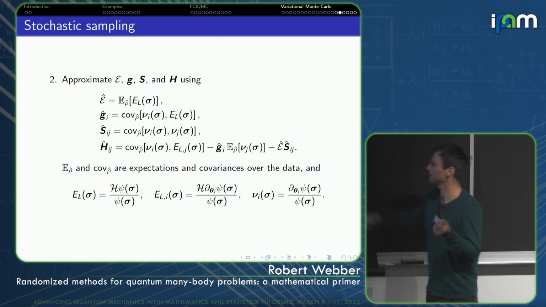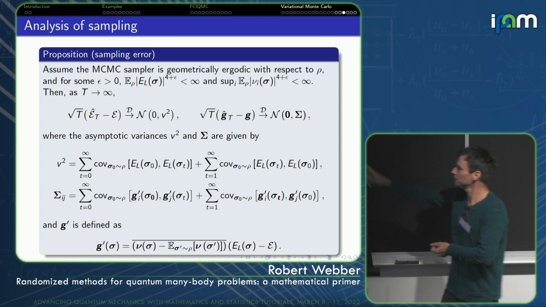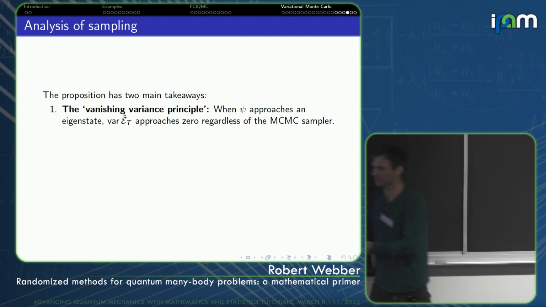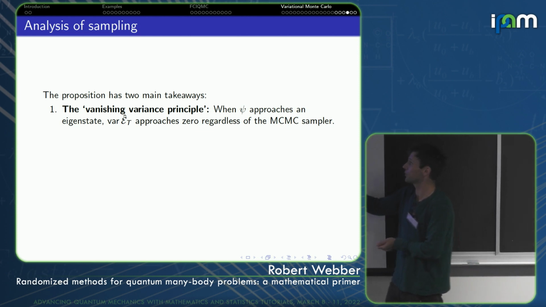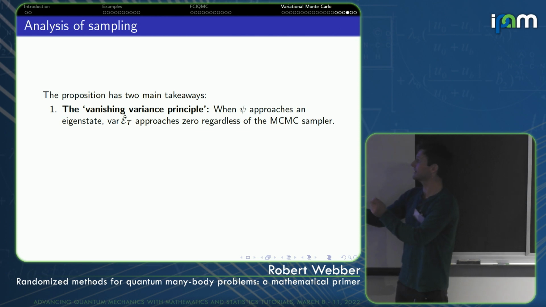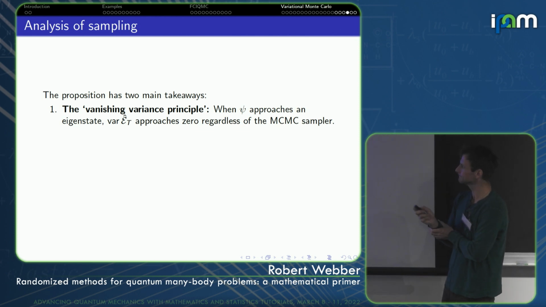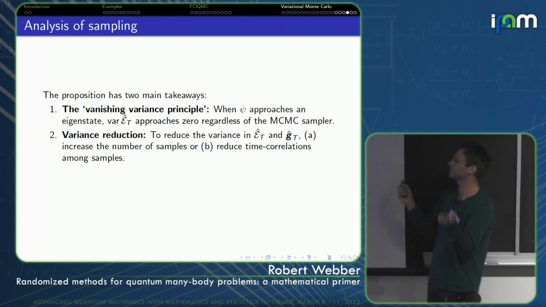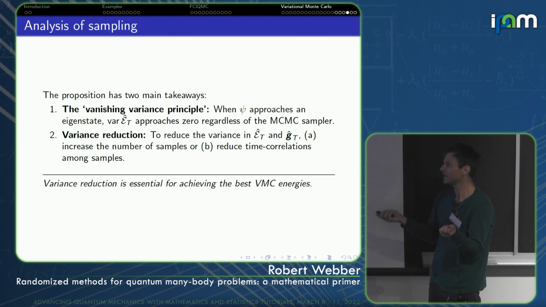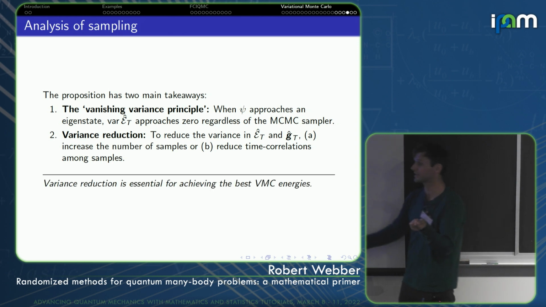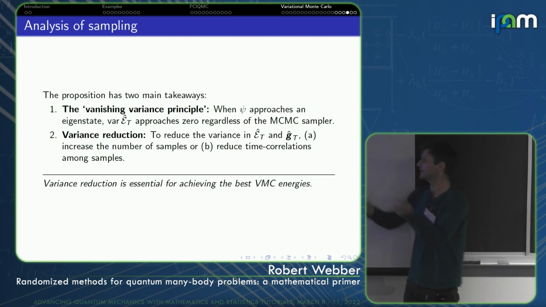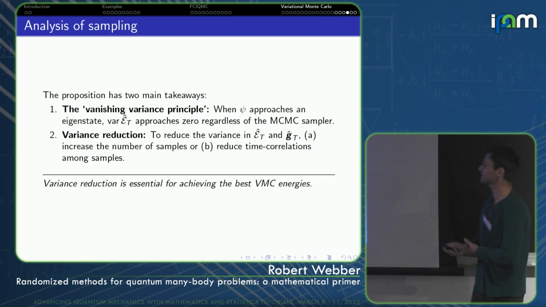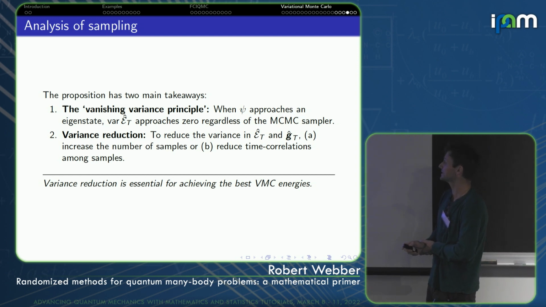So you can hope that these are well behaved. We've proved that they're sometimes well behaved. In particular, from the mathematical rates, you can see that when you're approaching an eigenstate, the variance gets really small, regardless of the sampler. You can also get lower variance in all of your estimates if you increase the number of samples or reduce your time correlations. I just want to hark on that last point, because when I've implemented these methods, you really need to increase your samples. You really need to use a smart MCMC sampler that decreases time correlations. That's just essential for achieving the best VMC energies.